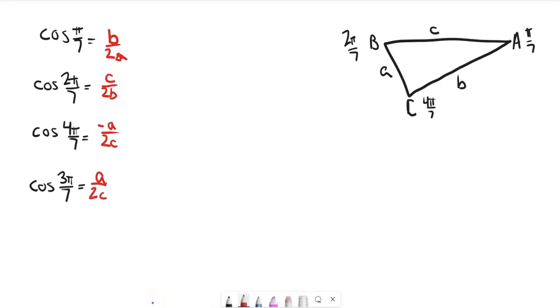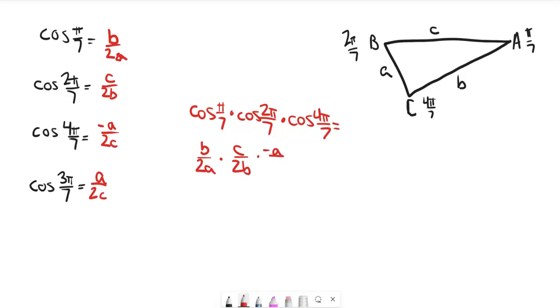So here's the calculation that I want to go over. We're going to take the cosine of pi over 7 times the cosine of 2 pi over 7 times the cosine of 4 pi over 7, and we'll see what that works out to be. But since we have the ratios already established from before, we can show, just by doing some simple algebra, that the solution is pretty easy.